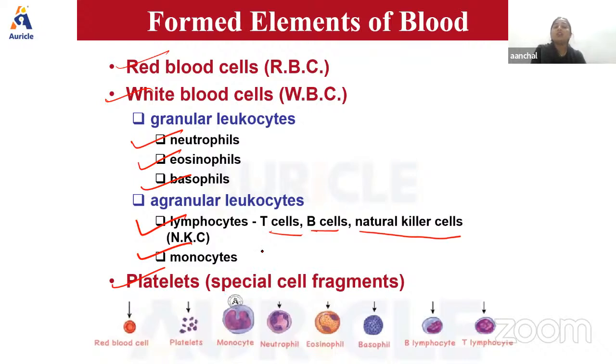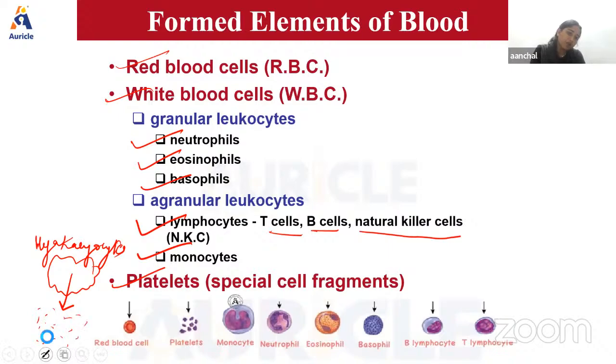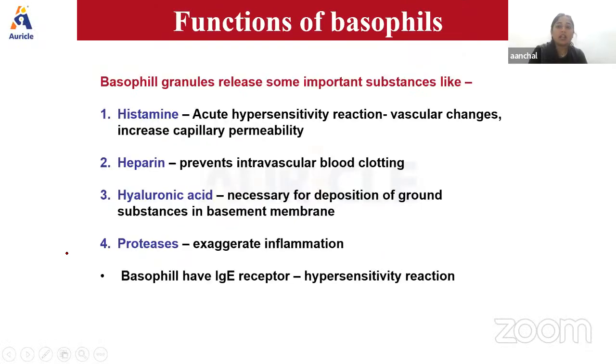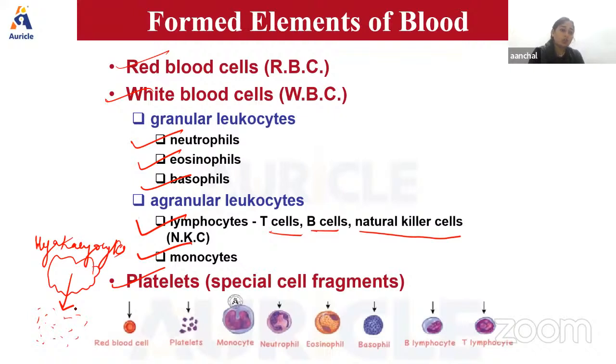Why are they cell fragments? Because there is a very big cell known as the megakaryocyte, and whenever this cell gets split, various cell fragments are formed, and those cell fragments are known as platelets. So platelets are also known as special cell fragments. Okay. So this is all about the formed elements of blood.